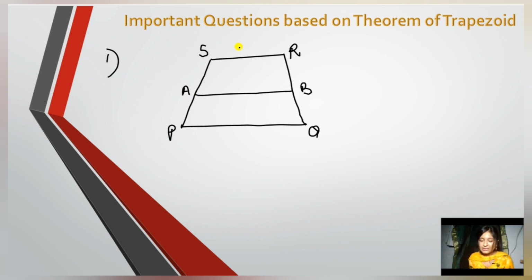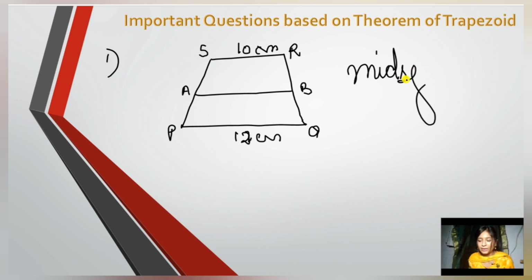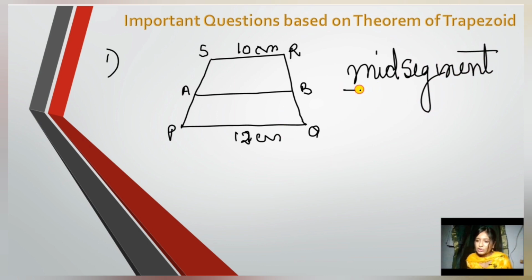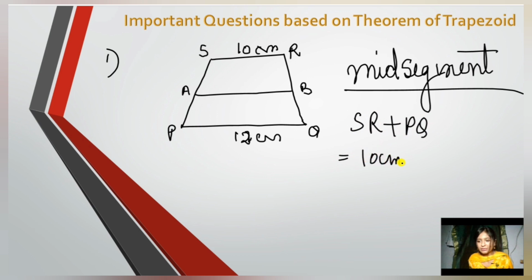Let us assume that this base is given as 10 centimeter and this base is given as 12 centimeter. According to the question, you have to find the mid segment. I'm writing it also so that you all can understand. We have to find the mid segment. If you have understood the previous topic, for the mid segment we have to find the sum of the bases. So here the sum of the bases is SR plus PQ equals 10 centimeter plus 12 centimeter. That gives us 22 centimeter.